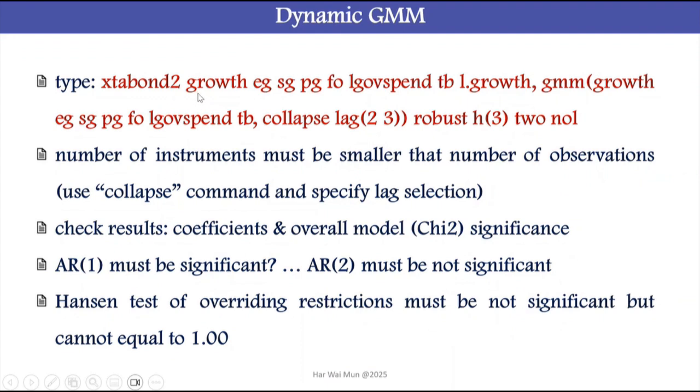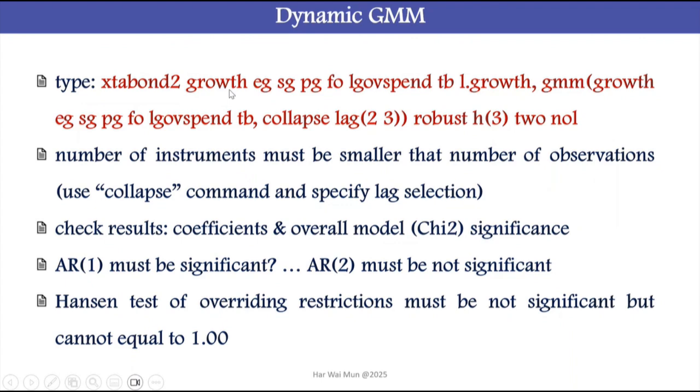Again, you see the equation is still the same: growth, EG, SG, PG, and then your control variables. Up until here it's the same. You only add one more, L.growth. In Stata or econometrics, L. is not a name used to represent a log variable. L. is a command, the command for the lag variable. L means lag 1, and .growth means the growth lag 1.